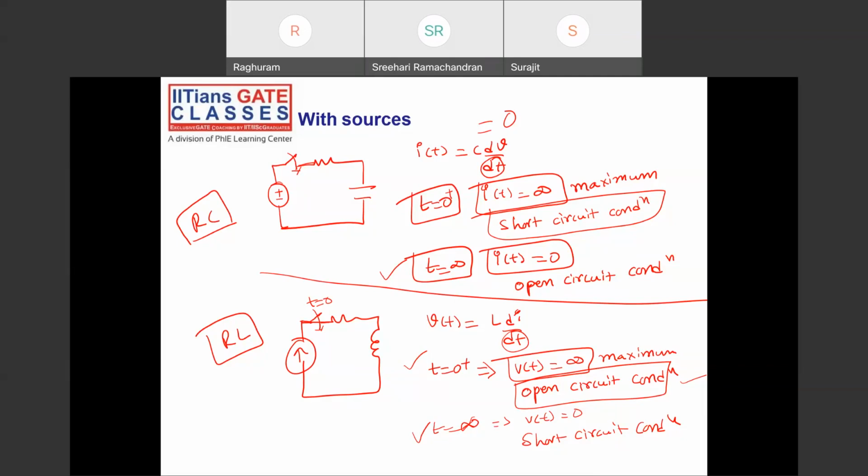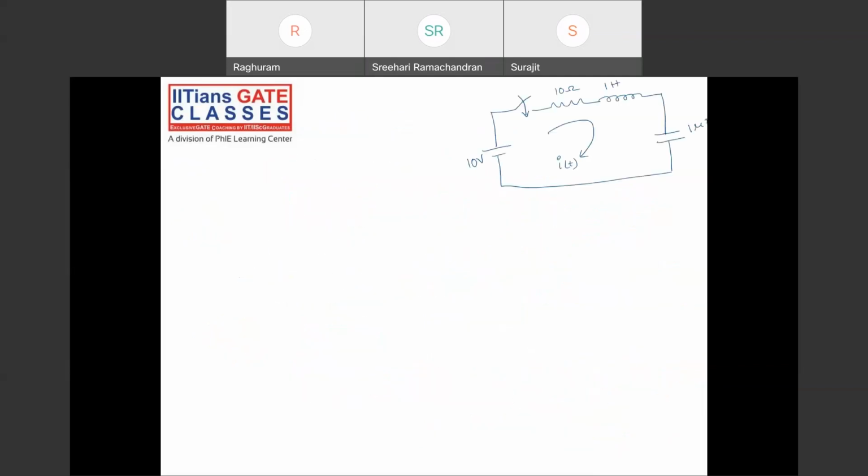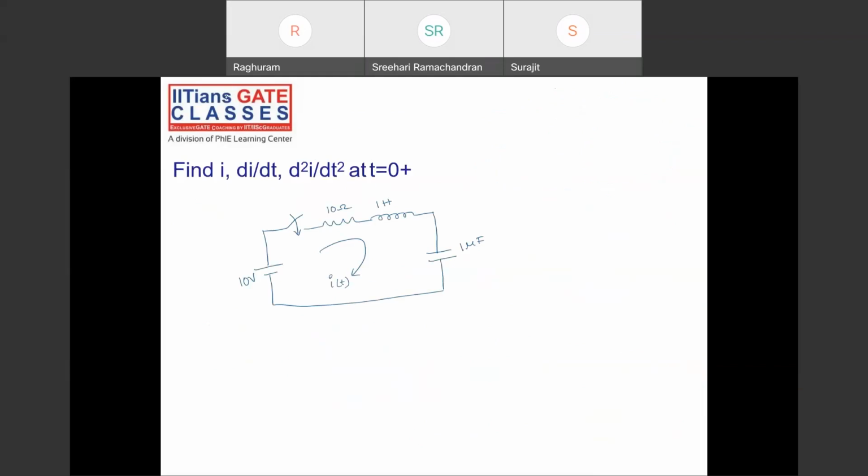Okay, any doubts in this? The concept is important, that's why I'm repeating. Is this clear? Clear, sir. Okay. Now coming to this, as I gave you, 10 is equal to 10 into I of t plus L into di of t by dt plus 1 by C integral I of t.